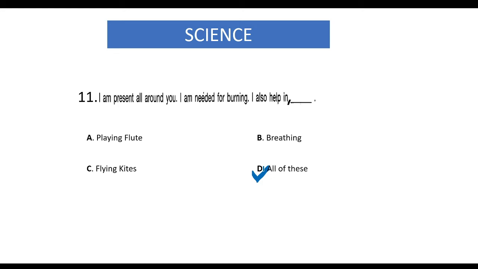So air is present all around us. It is needed for burning because oxygen in the air is needed for a fire to burn. And it also helps in playing flute. You need to push air inside the flute. Flying kites, and you also require air to breathe because it contains oxygen.